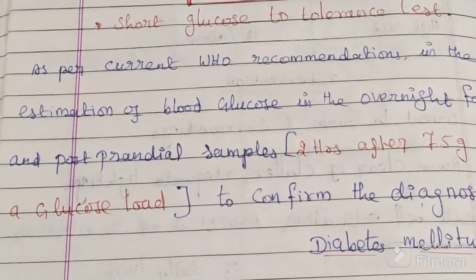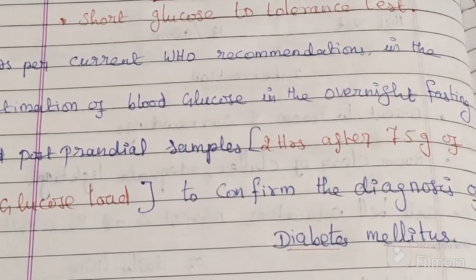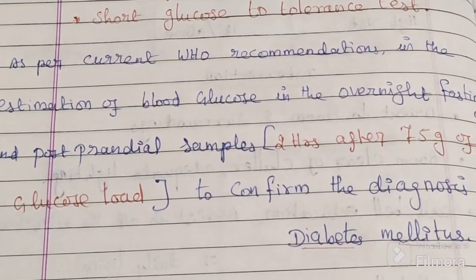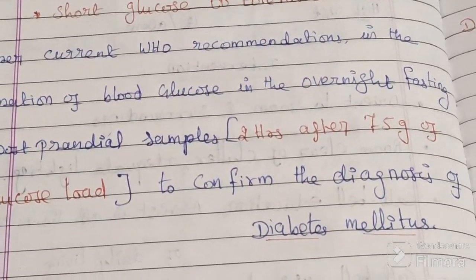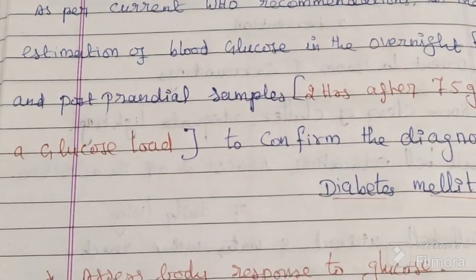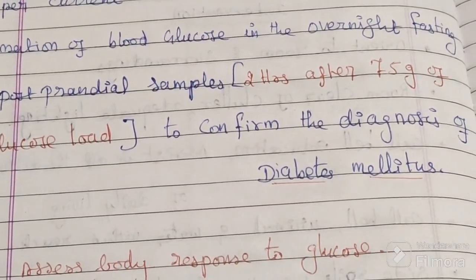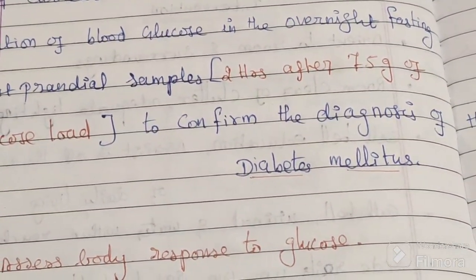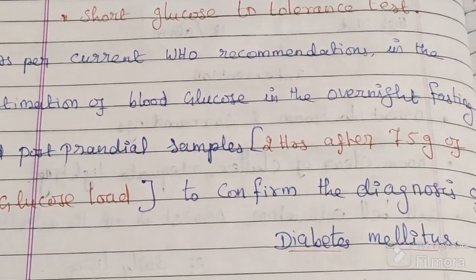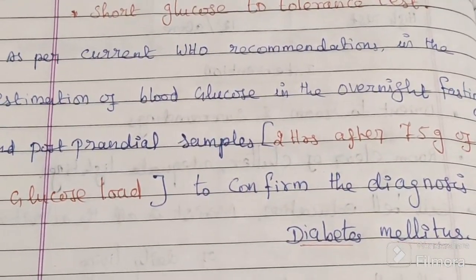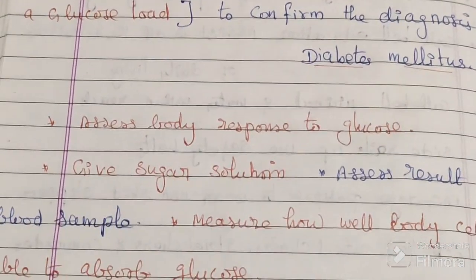and post-prandial samples, fasting and post-prandial samples. That means after 2 hours of 75 gram glucose mixed with water, to confirm the diagnosis of diabetes mellitus. So here, overnight fasting, and after glucose load we collect one sample.